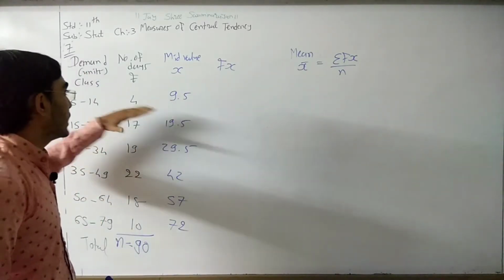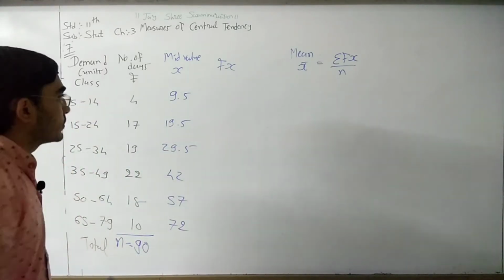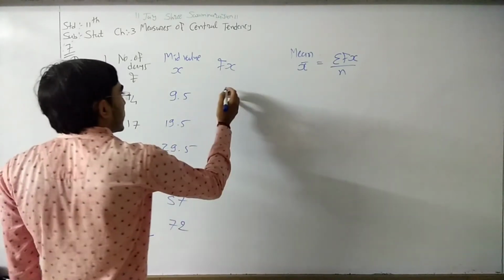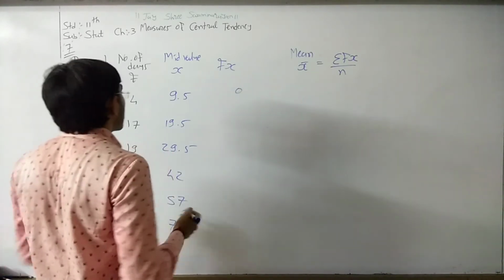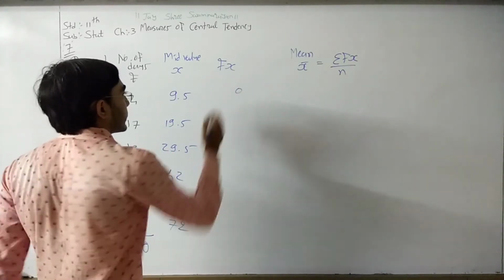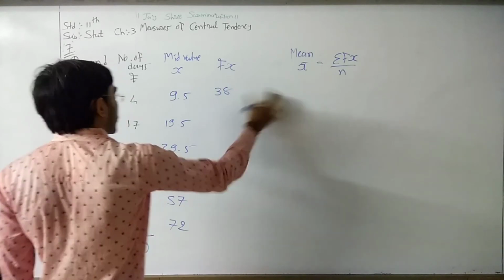So first of all, 9.5 multiply 4. 5 fours are 20, 2. 9 fours are 36 plus 2, 38. So 38 only.